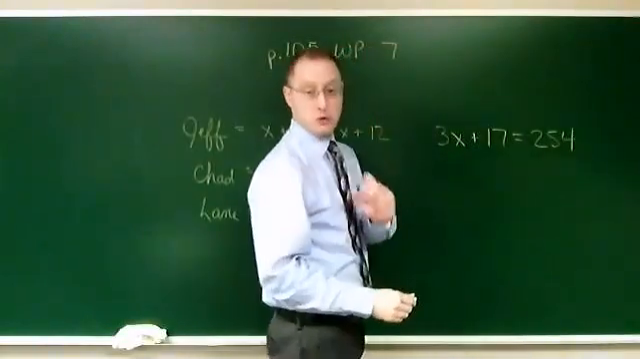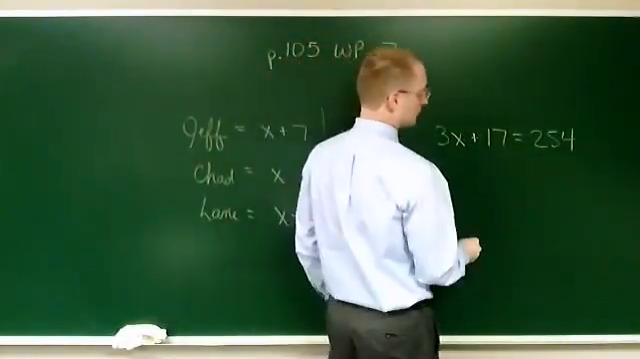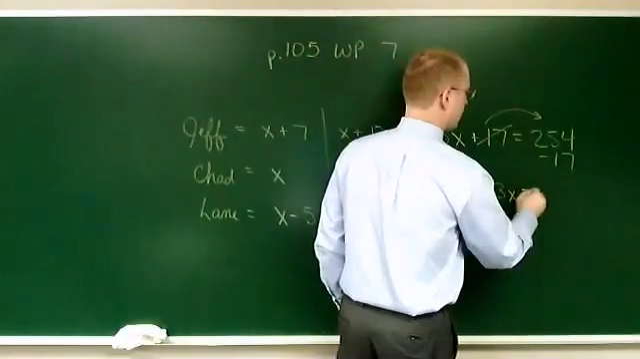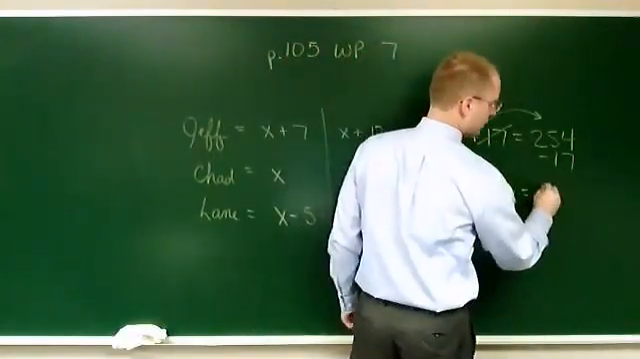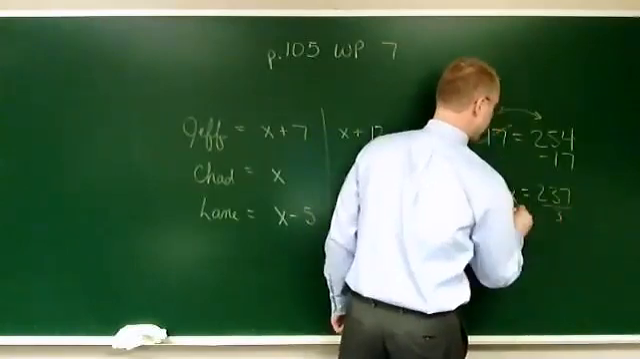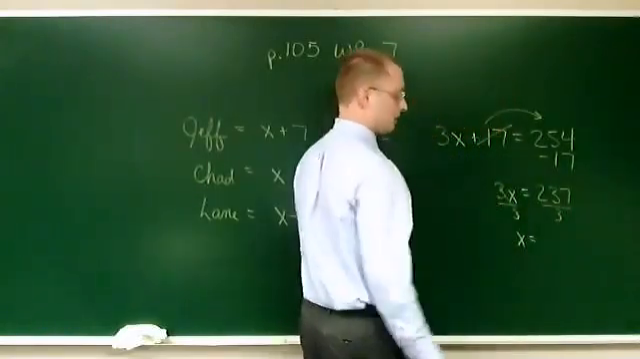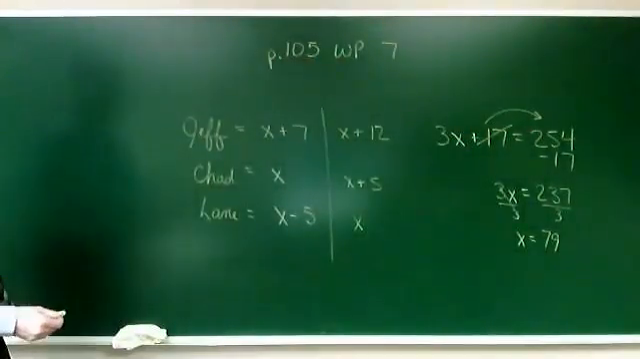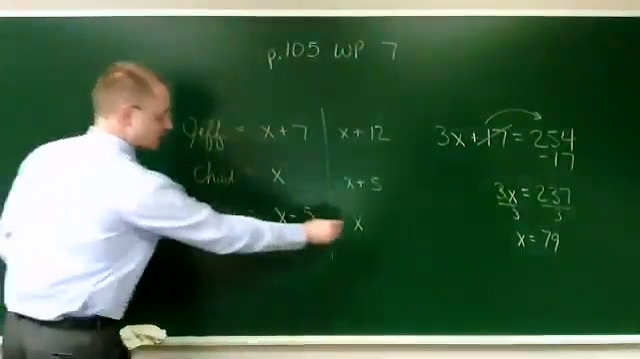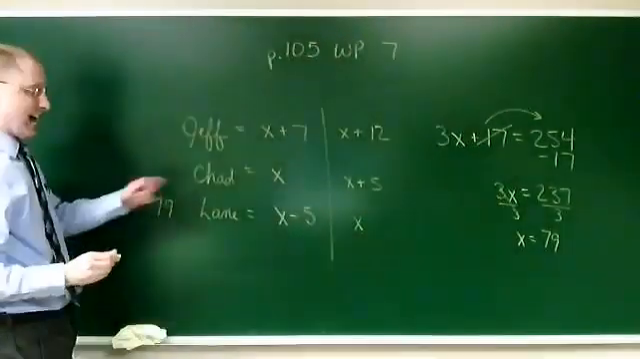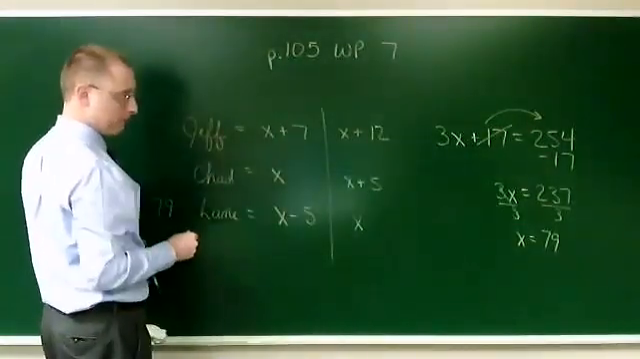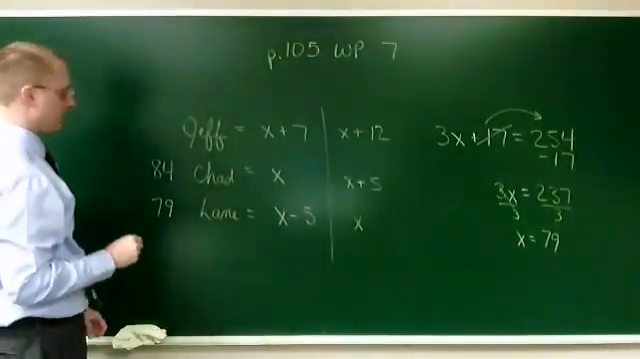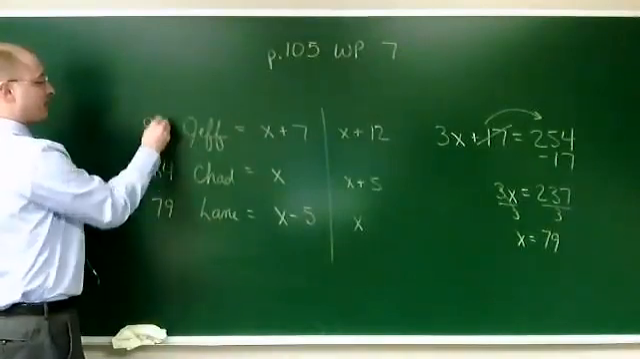And so to solve, you have to do 2 things. You need to move the positive 17 and make it a negative 17, and then subtract, which gives us 3x equals 237. All right. And then when you divide it by 3, you got X equals 79. So that means who ate 79 marshmallows then? Lane. Lane, because Lane was your X. How many did Chad eat? 84. And then how many did Jeff eat? 91. That's a lot of marshmallows.